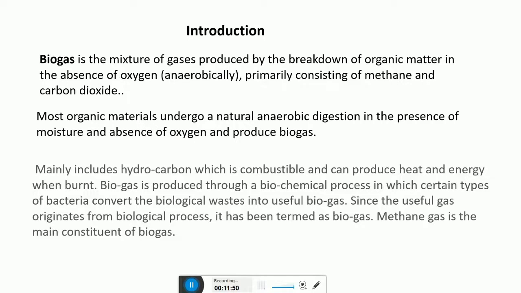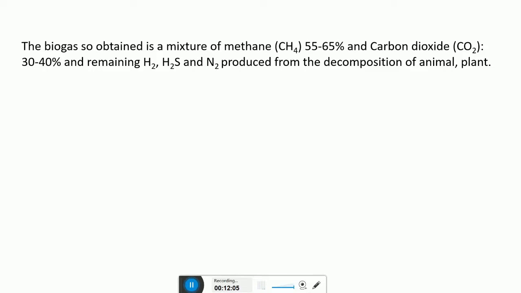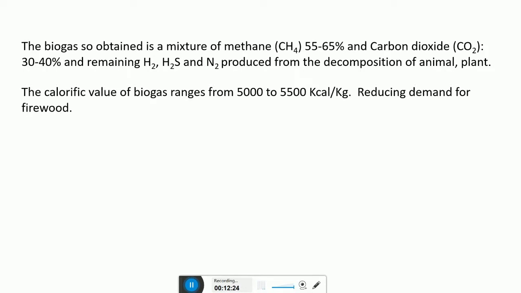So, methane is the main constituent of biogas because its proportion is more. Biogas is a mixture of methane, 55 to 65% CH4, 30 to 40% CO2, and the remaining is H2, H2S, N2, etc. It is a clean but slow burning gas and usually has a calorific value between 5000 to 5500 kilocalorie per kg. It can be used directly in cooking, reducing the demand for firewood.